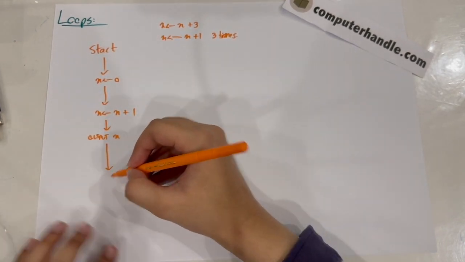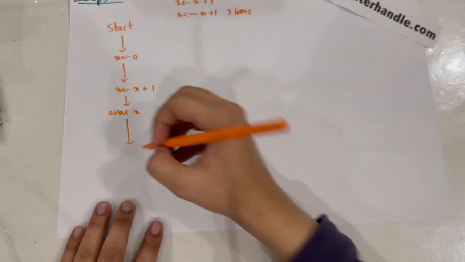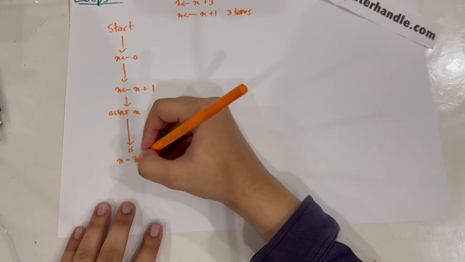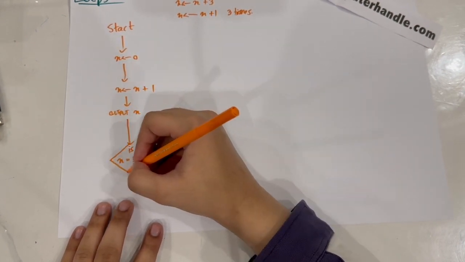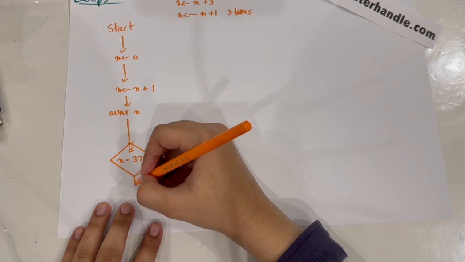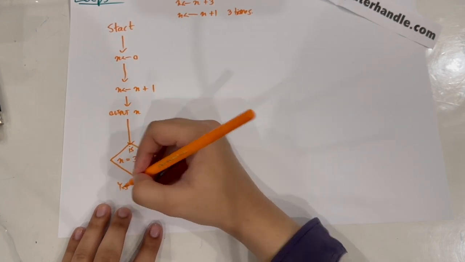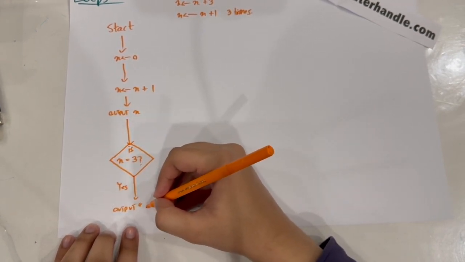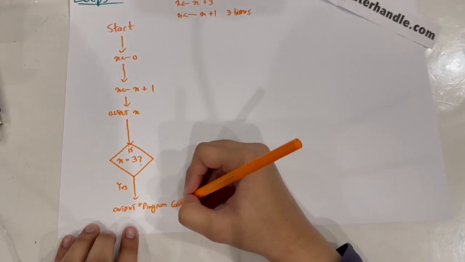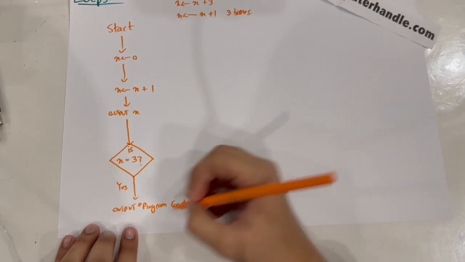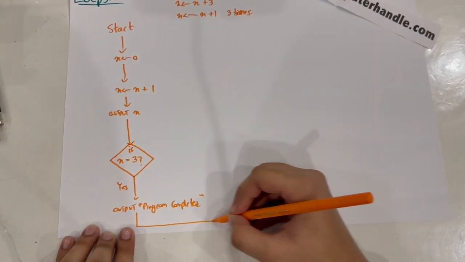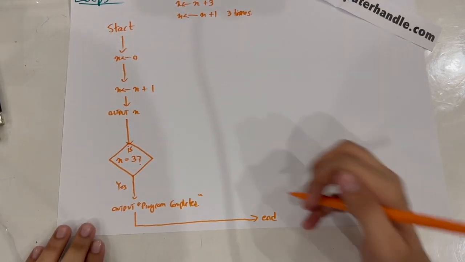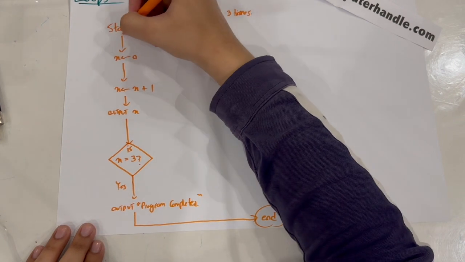This time we're going to create a selection statement, the if else one. Is x equal to 3? As usual, if it's yes, we're going to say output program completed, and then we're going to end the program. I'm taking this side because we don't have much space down there, and we'll have an oval here and an oval here.